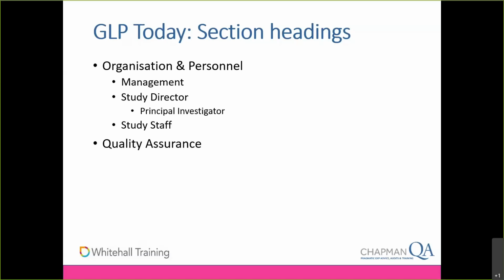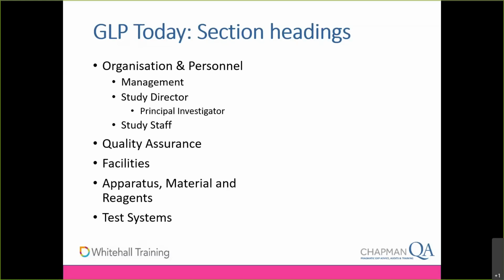Again, introduces a new concept here called quality assurance. Gives you a little bit of description around the facilities, what their design should consider. Some guidance on the stuff that we use in GLP studies, so apparatus, materials, reagents. Talks about test systems. Now those could be animals, they could be bacterial cultures, they could be analytical systems. What I'm going to do is just expand on these as we go through the rest of the presentation. Test and reference items, gives you some definitions around those.